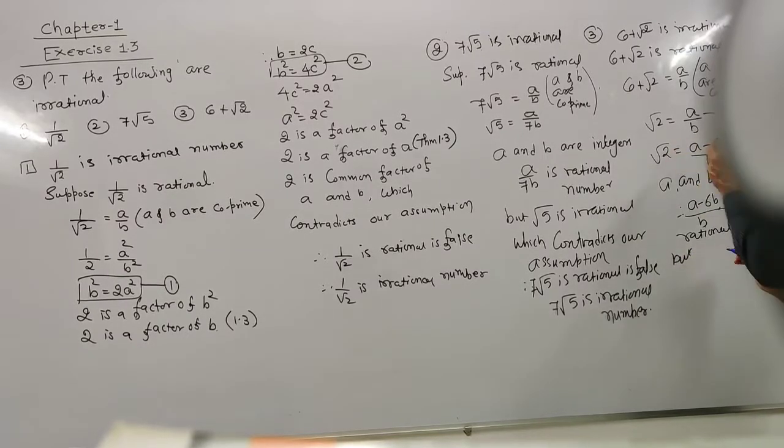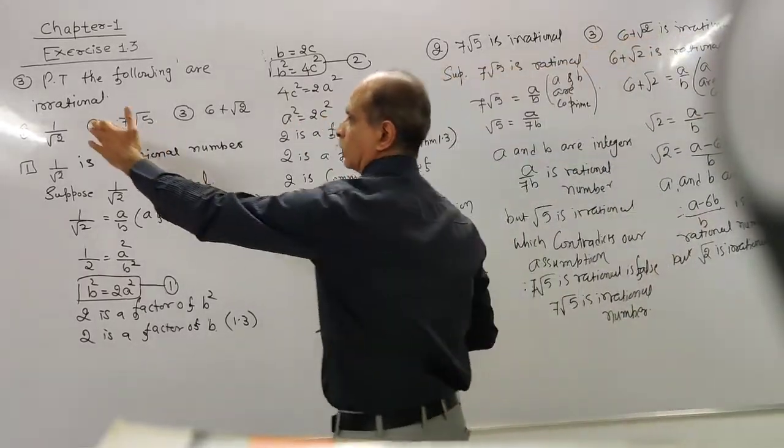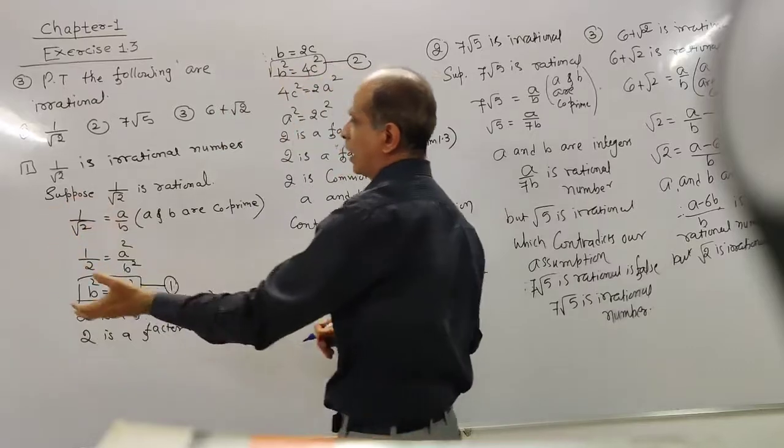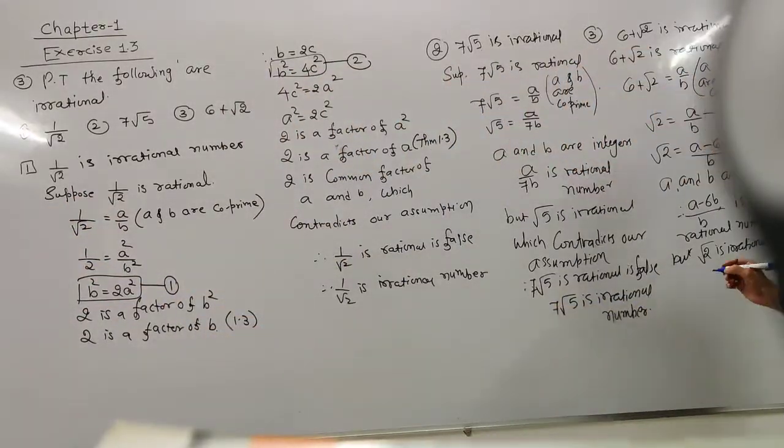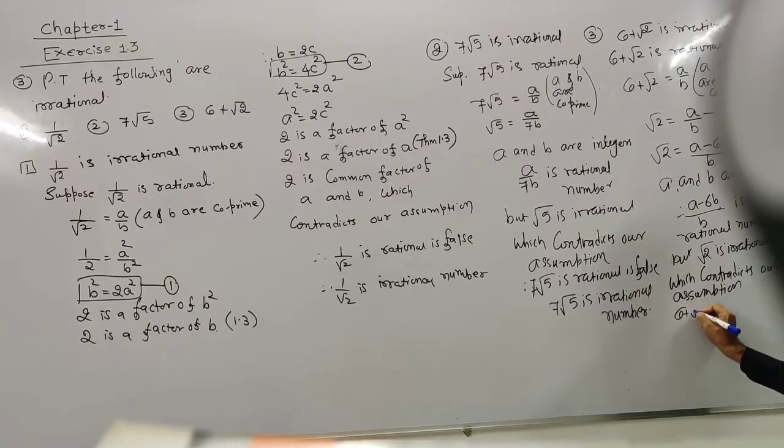But under root 2 is an irrational number. We have proved this in the third example, because 1 upon root 2 is irrational, and that's why root 2 is also an irrational number, which contradicts our assumption. And that's why 6 plus root 2 is an irrational number.